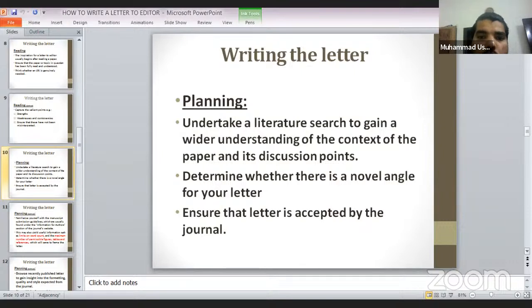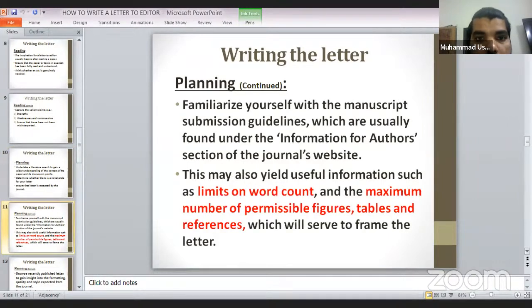And you should also ensure that the letter is accepted by the journal. It means that some journals don't accept letters to the editor. For example, I can mention that Cureus Medical Journal usually doesn't accept letters to the editor. So you should also make sure whether the journal in which you are writing a letter to the editor accepts a letter to the editor or not. If they don't accept a letter to the editor, it means that there is no point in writing a letter to that journal.